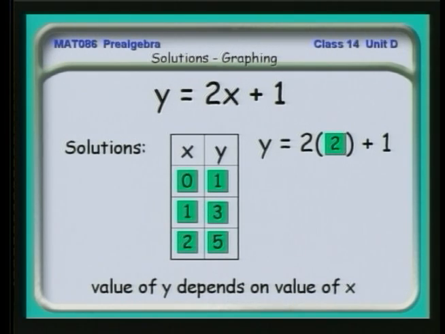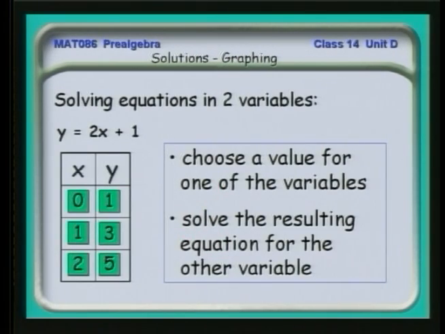What we've done here is seen that the value of y depends upon the value of x. You could also say vice versa, but the way this equation is set up, I know that it's easier to put in x and look for y. So here's what we do. We choose a value for one of the variables and then solve the resulting equation for the other variable.